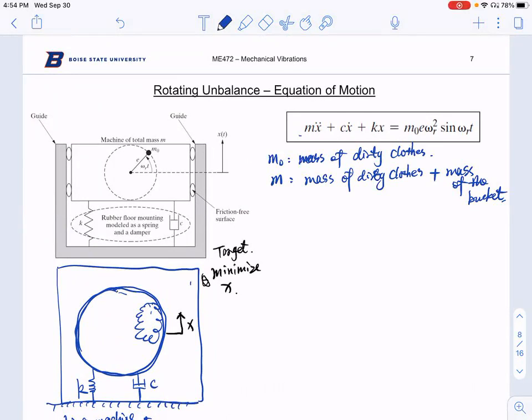We also assume that the eccentricity, so let's say this O point is the center of rotation, and the center of gravity of your dirty clothes is at point G. The distance here is E. This is called eccentricity. We also assume that your bucket is rotating counterclockwise at a constant speed of omega r. That's a constant speed.